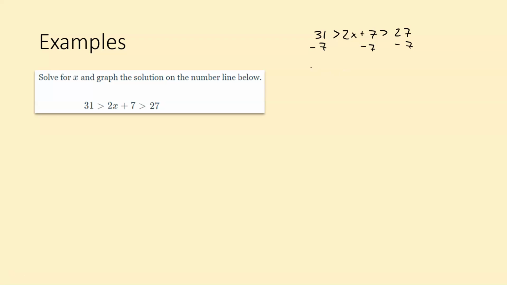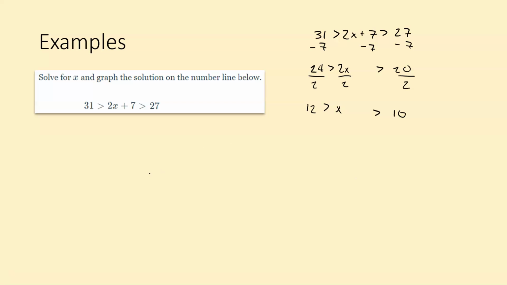31 minus 7 is 24. Is greater than 2x. 7 minus 7 is 0. Greater than 27 minus 7 is 20. Now to get x by itself, I need to divide by 2. So if I divide by 2 on that side, I need to divide by 2 on these other two sides as well. 24 divided by 2 is 12. Greater than 2 divided by 2 is just 1, so I have 1x. Greater than 20 divided by 2 is 10. So this would be my solution here.